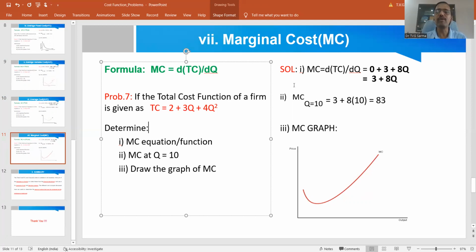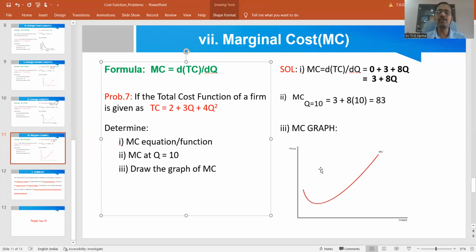Now, in this problem, if I want to find the equation of marginal cost, I differentiate the total cost with reference to Q. The derivative of the constant is 0. The derivative of 3Q is 3, and the derivative of 4Q² is 8Q. So finally, I write the answer as 3 + 8Q, the equation for the marginal cost. If I want to find the marginal cost at Q = 10, I directly substitute 10 wherever Q is there, and I get the answer 83.